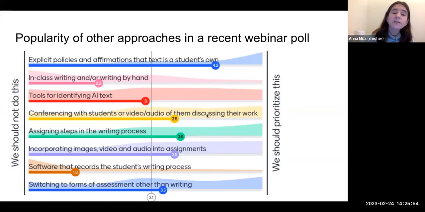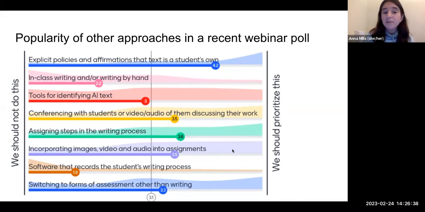We can conference with students or ask them to share video or audio of them discussing their work. We can assign steps in the writing process. That's a bit of a deterrent because yes, students could auto-generate a brainstorm and an outline and a draft and a revision and a cover letter describing their writing process, but it becomes laborious to generate and connect multiple steps like that. So it might be less likely that they would, also because we're supporting them to move through those steps in a reasonable time frame without as much pressure on each one.